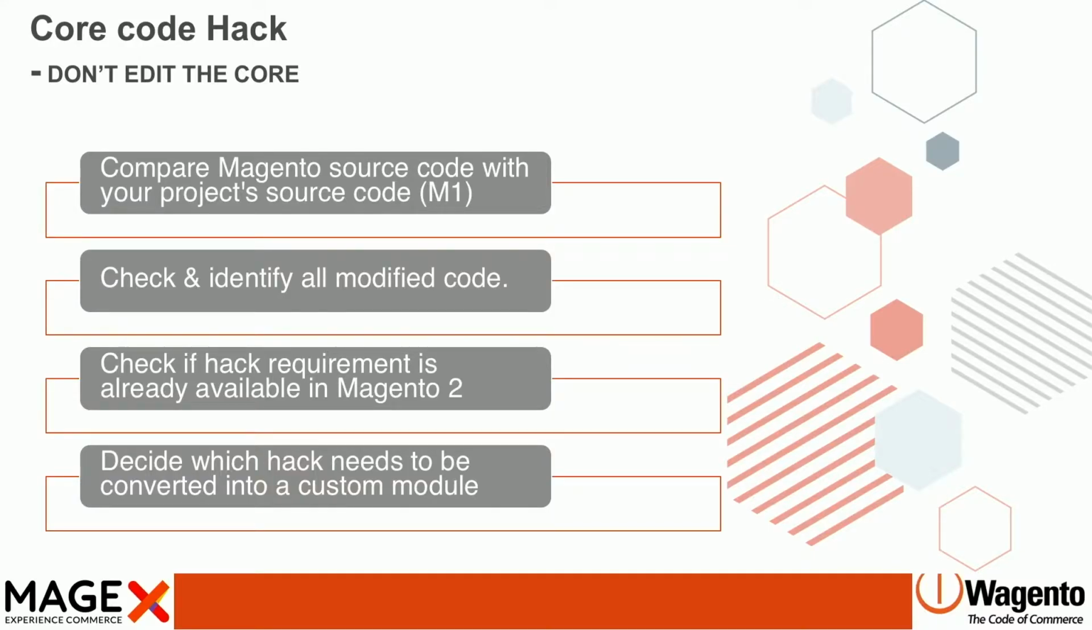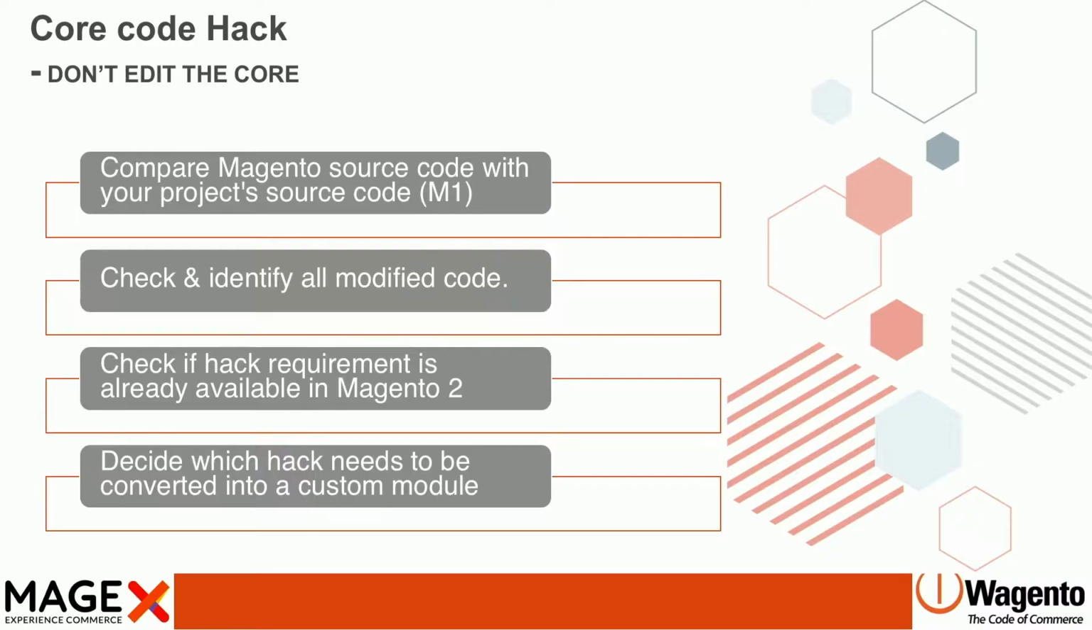Then the third analysis is the core code hack analysis. So don't edit the core. If you have seen the Ben Marks t-shirt, "Have you edited the core code?" with the angry face, then don't edit the core in Magento 2. Download the vanilla version and compare it with your existing M1 project, and identify how many core files someone has edited.